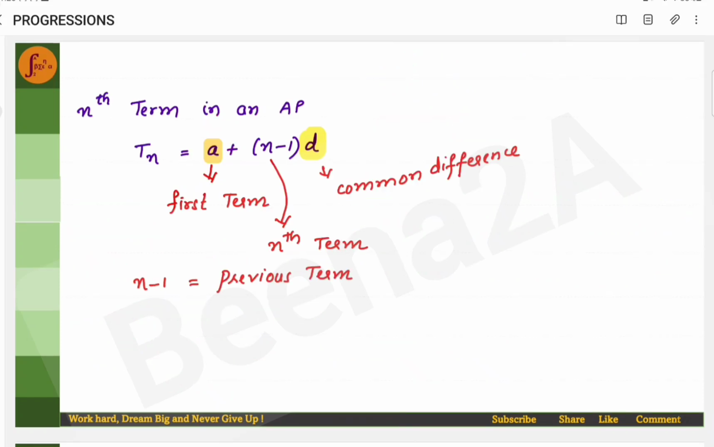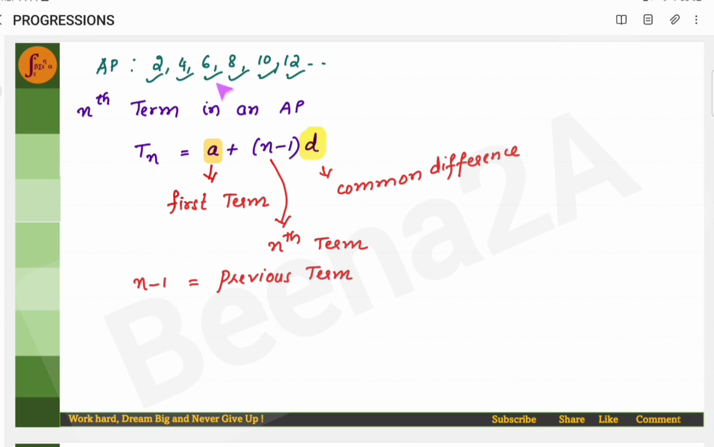So a sequence is given. Let's take this sequence. We have an AP as 2, 4, 6, 8, 10, 12 and so on. Now, if I have to find a particular term in this sequence, this is called the first term, second term, third term, fourth term, fifth term, sixth term.